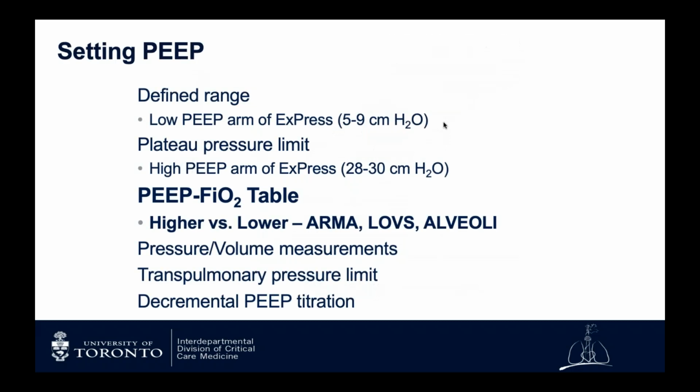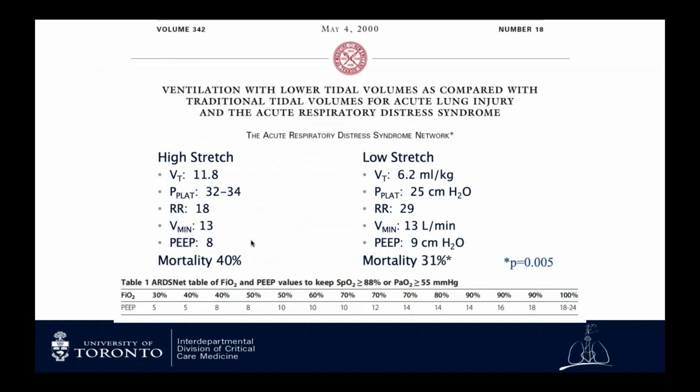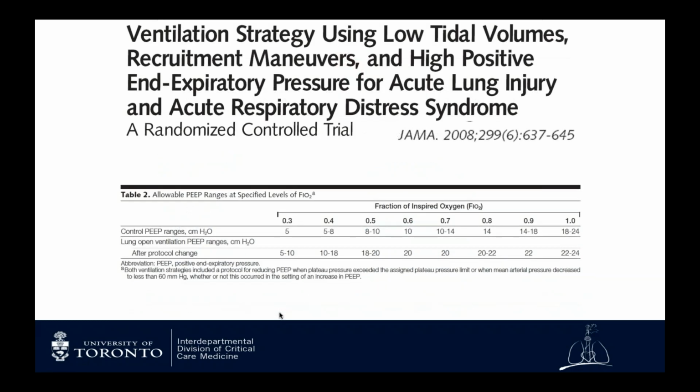So how to set PEEP? There are lots of different ways to do it. One of the most common ways that we see used in North America is through the use of a PEEP FiO2 table. This was used, for example, in the ARDSNet study I showed you earlier, where if you're on 80% oxygen, that would indicate more severe disease, maybe you need higher PEEP. You put the PEEP at 14 and you hope to move to the left if you get a good response to PEEP. We've also seen higher PEEP FiO2 tables tested.